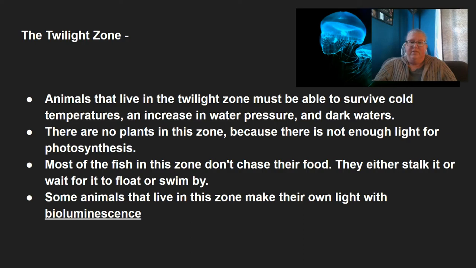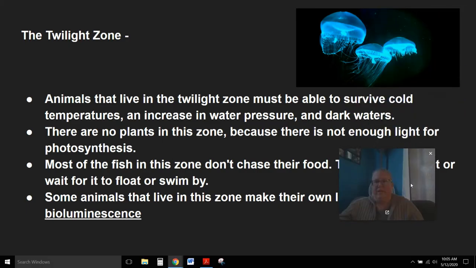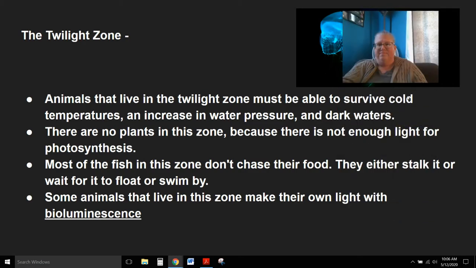Some animals that live in this zone make their own light with bioluminescence. That's a big word for you. We'll talk about that more, but here's an example of bioluminescence. See how the jellyfish lights up? That's basically to attract prey. You have fish in this area, like the lanternfish, that hangs its little light and wiggles it around just like bait. And something comes to check it out, and there's your dinner.